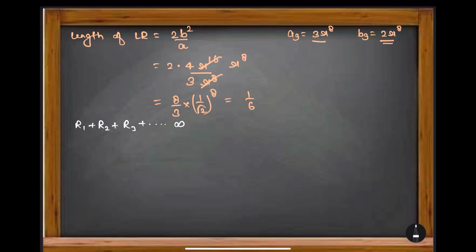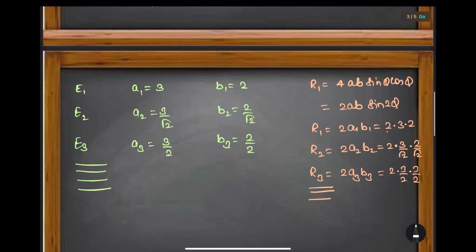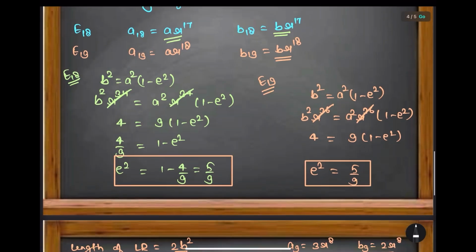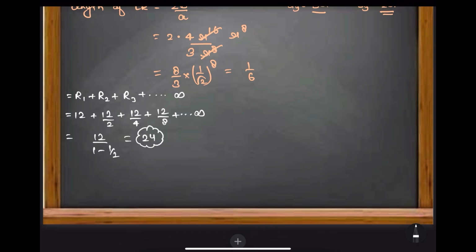So who is R1? I'm talking about area. So area was this, 4 3s are 12. So R1 is 12. Then 12 by 2, 12 by 4, so it is 12 plus 12 by 2 plus 12 by 4 plus 12 by 8, and this will continue till infinity. You know that it is a GP of infinite terms, so it is A by 1 minus R. R is 1 by 2, so it is 24.